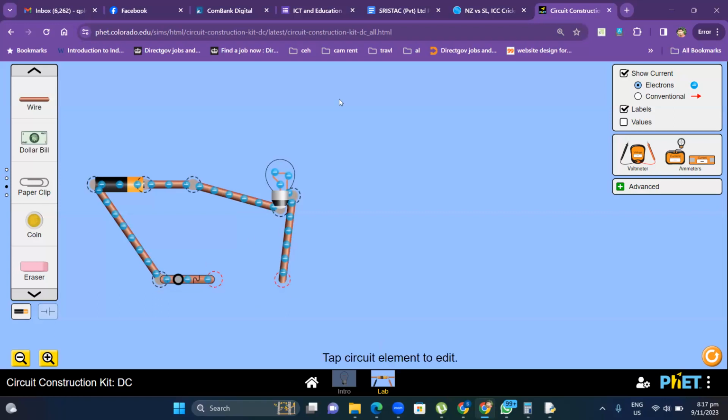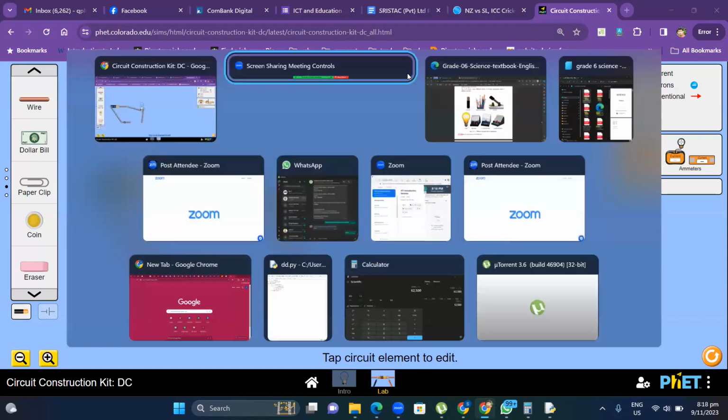Okay, likewise, you can test in between. When you're doing it practically also, you can put different things in between and test this. Please do that and see. That is for the conductors and insulators part.